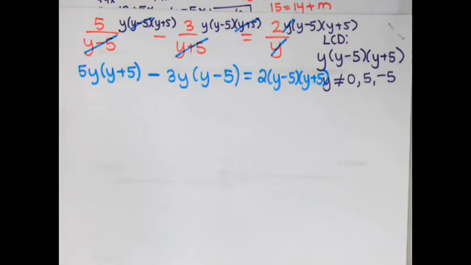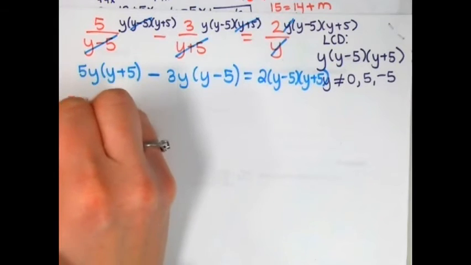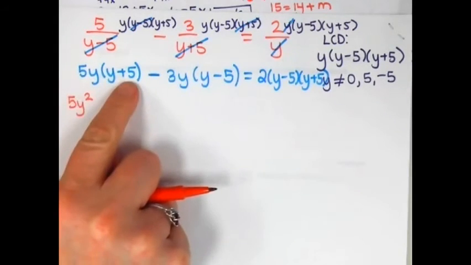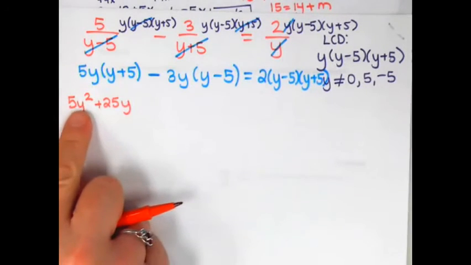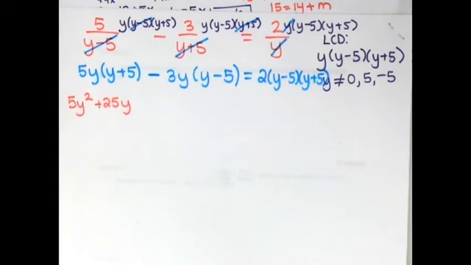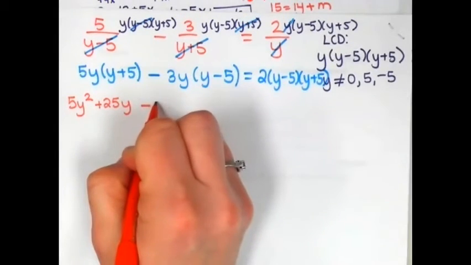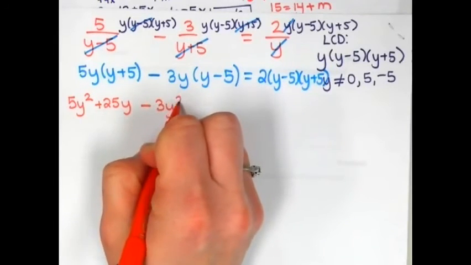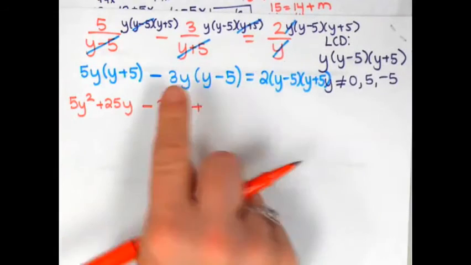Now, do we know how to distribute things? Yeah. What's 5y times y? 5y squared. 5y times 5. 5y. Now, right off the bat, I see y squared, so we could have a possible of how many answers? 2. Okay, let's keep going. -3y times y. -3y squared. A negative and a negative make a positive. And what's 3y times 5?